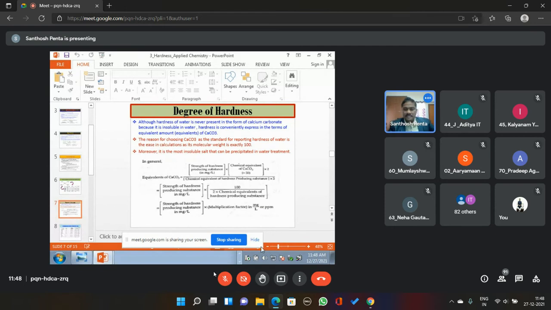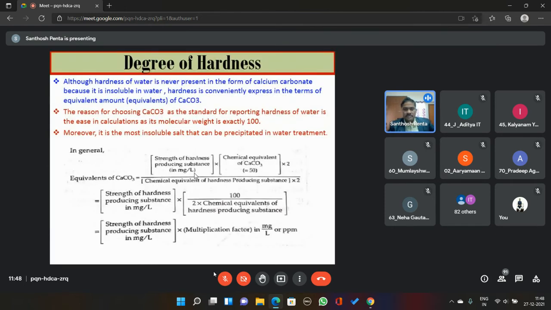What is that? I'm making it full slide mode. See here, my definition: what is the degree of hardness? That means the hardness should be expressed in equivalence of calcium carbonate. That's it. This much you remember. Once again, the degree of hardness is nothing but expressing the hardness in equivalence of calcium carbonate.